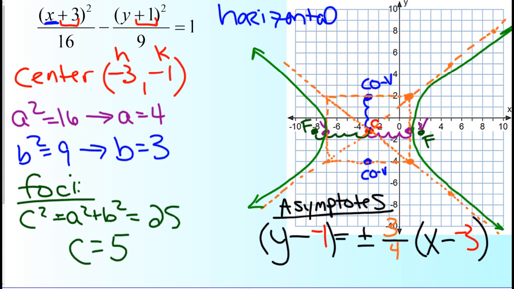And then you just make it pretty. We got to write y plus 1 equals positive negative 3/4 times x plus 3. Okay, so your asymptotes, that's something that's going to be a little bit confusing for you because you don't do it very often. But once you do a few of them, you should be okay.